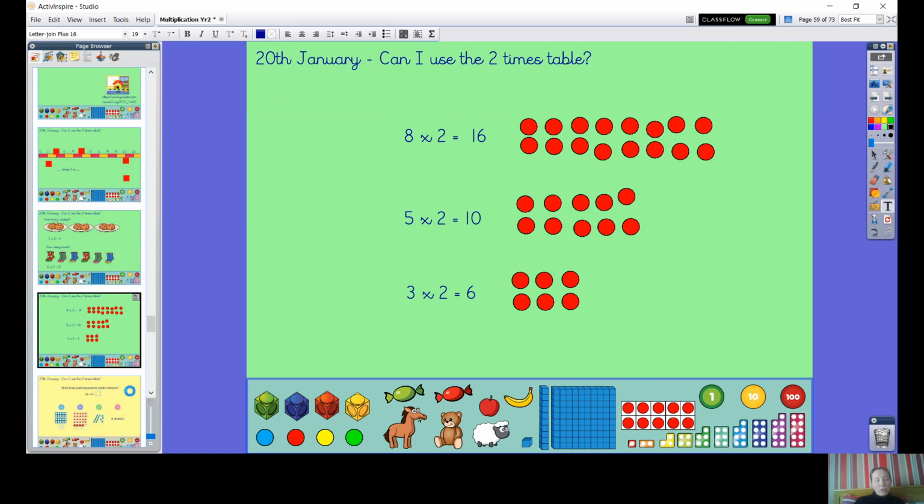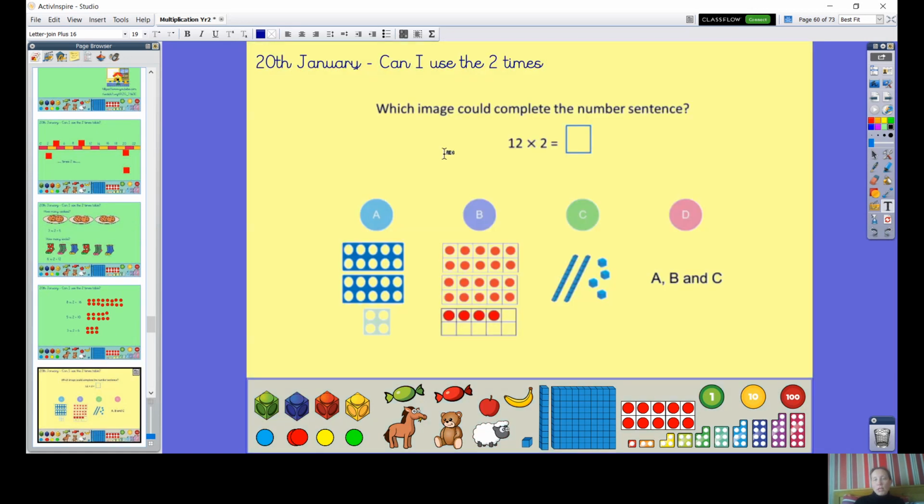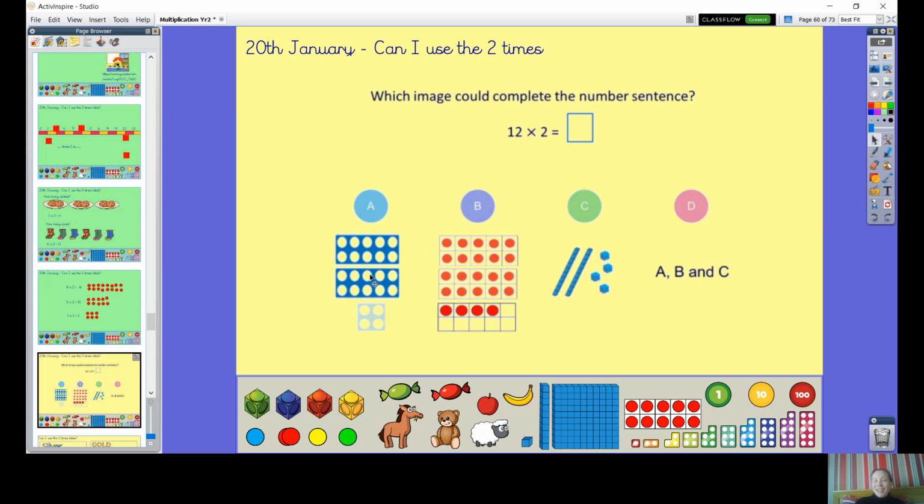Let's have a thinking question now. Looking at these pictures, which one could be 12 times 2? Okay, let's have a look then. Let's check through each one. We can count in 2s to help us. 2, 4, 6, 8, 10. Well, 2 10s make 20, 22, 24. And I know that 12 times 2 is 24.